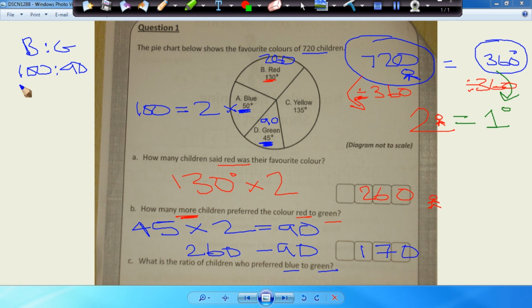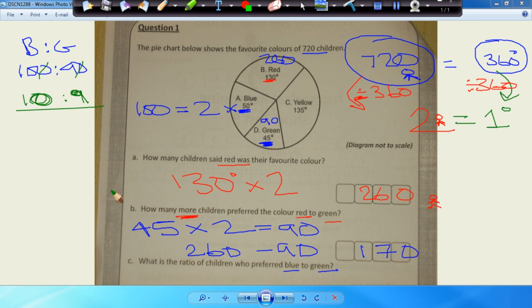Okay, right. So we're going to simplify this ratio. How can we simplify this ratio? We divide both sides by 10. Yeah. So that gives us a final ratio of 10 to 9. A ratio of 10 to 9. Okay, done. That's going to be part C.